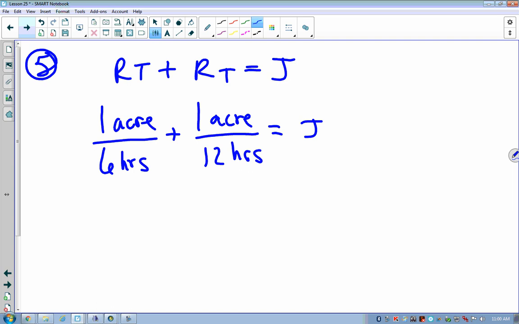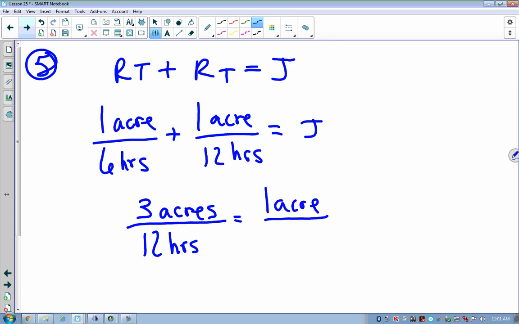Now, 1/6 plus 1/12, we have 2 fractions, right? Common denominator, our common denominator is 12, right? I should be getting 2/12 plus 1/12, right? I get 3/12. So together, they can plow 3 acres in 12 hours, right? So 4 hours. Right, so that is 1 acre every 4 hours.